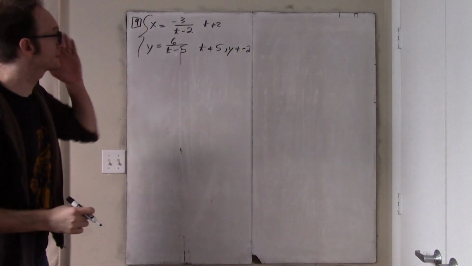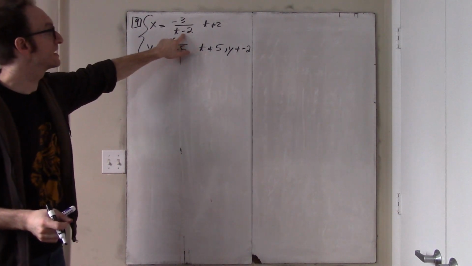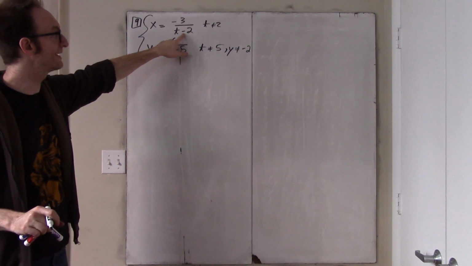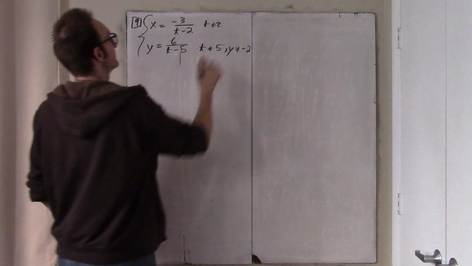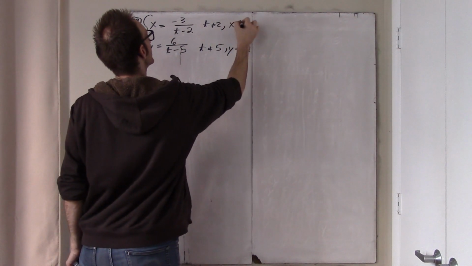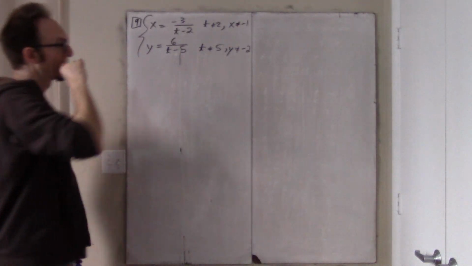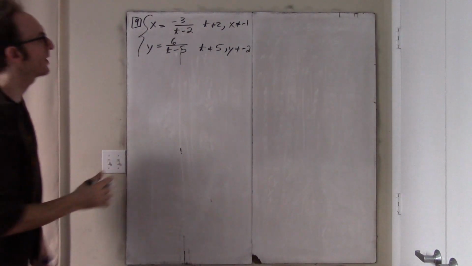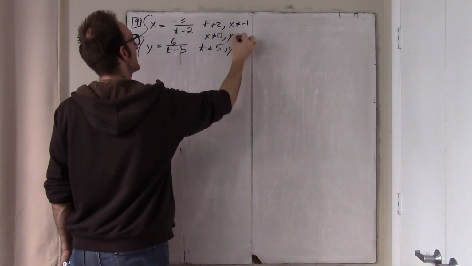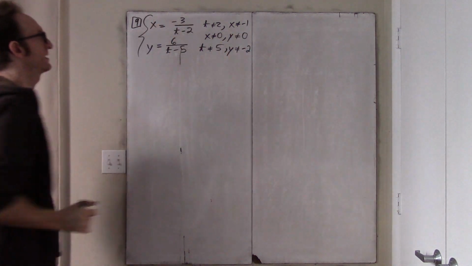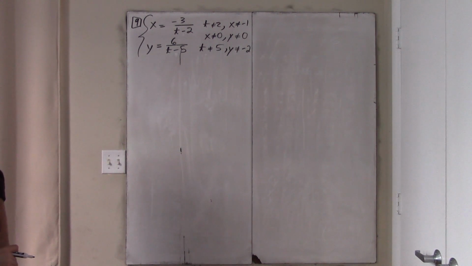Since t can't be 5, that denominator will never be 3. And if that denominator will never be 3, then x will never be negative 1. Okay. And x and y will each never be 0. x can't be 0 and y can't be 0 because the numerator is never 0. Okay, those are all the restrictions.